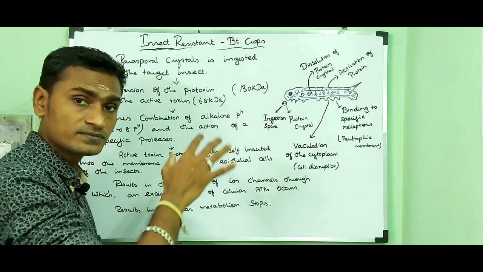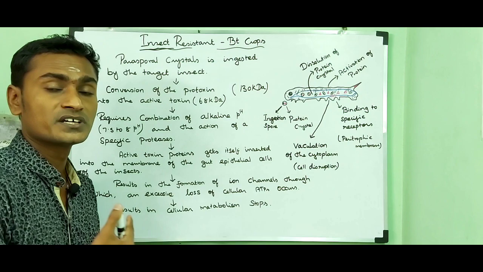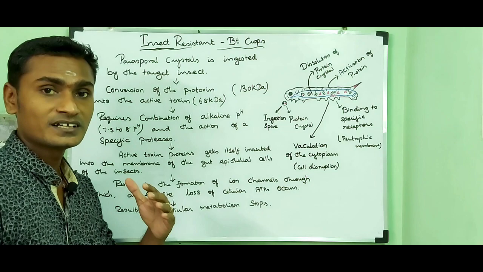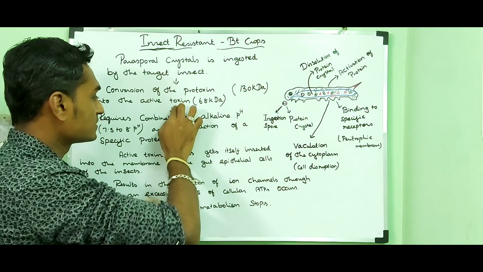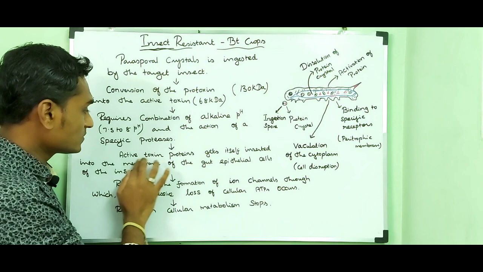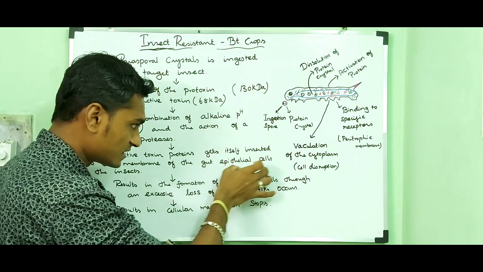So the protoxin, which is in inactive form, has to become active toxin, which is in active form. It is converted with the help of alkaline pH and specific protease. The active toxin proteins then insert themselves into the membrane of the gut epithelial cells of the insect.